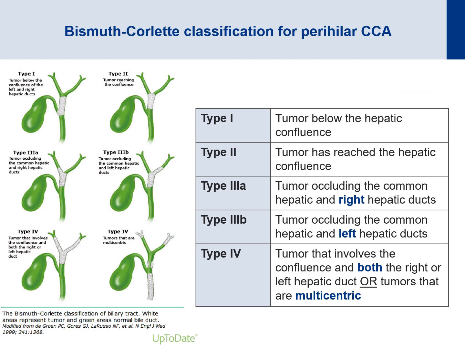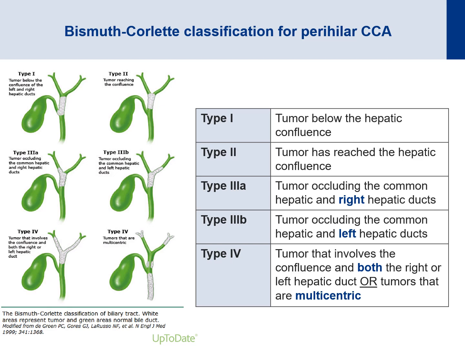So in order to better understand the treatment algorithm of CCA, it's crucial to know its anatomy, especially when it comes to the perihilar subtype. In PCCA, one has to be familiar with the so-called Bismuth-Corlette classification, which basically gives us an overview of the location of the cancer. So for instance, a type 1 PCCA means that the tumor is below the hepatic confluence.